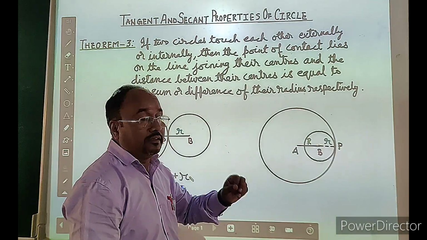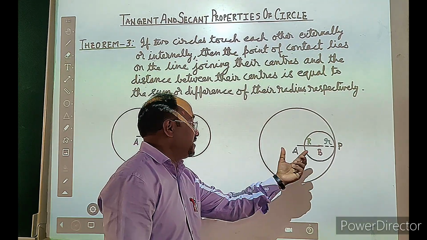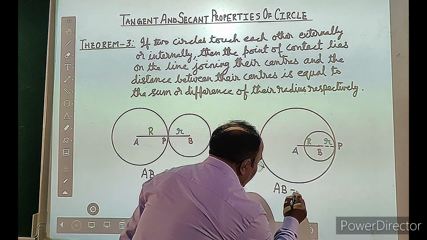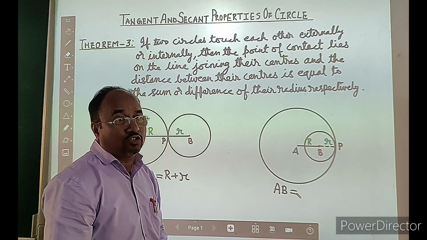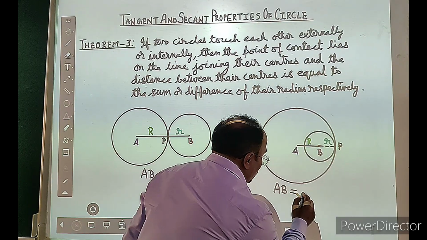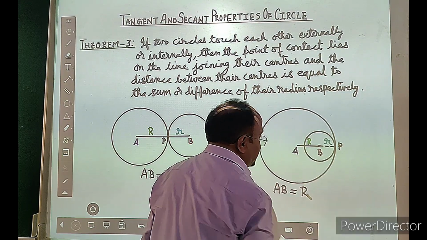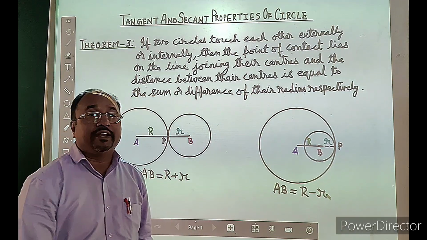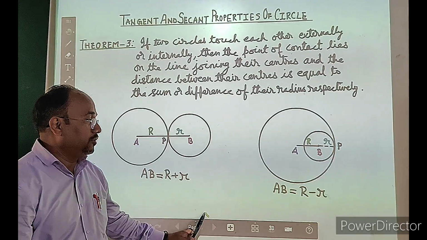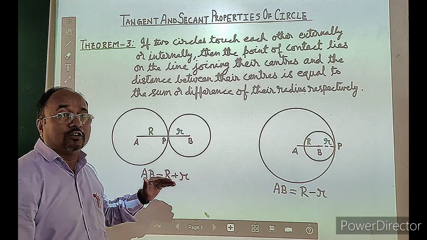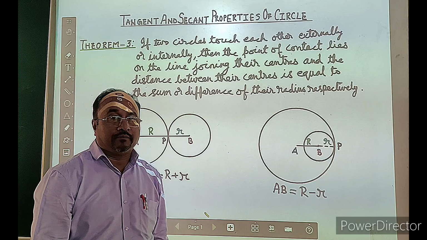Now coming over here, the distance between the centers, that is AB, gives me the difference of the radii. Difference part is mentioned, difference of the radii. So the bigger circle radius capital R, difference is minus the radius of the smaller circle. Okay, that gives you the conclusion of this third theorem.